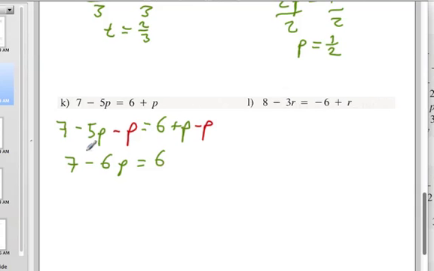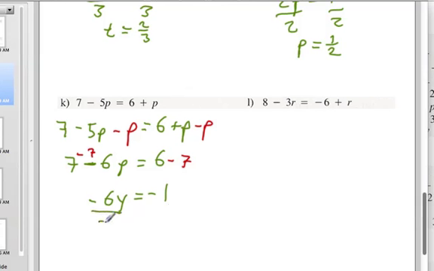So now we're going to subtract 7 from both sides of the equation. And 7 minus 7 is 0. 0 subtract 6p is negative 6p is equal to 6 minus 7 is negative 1.